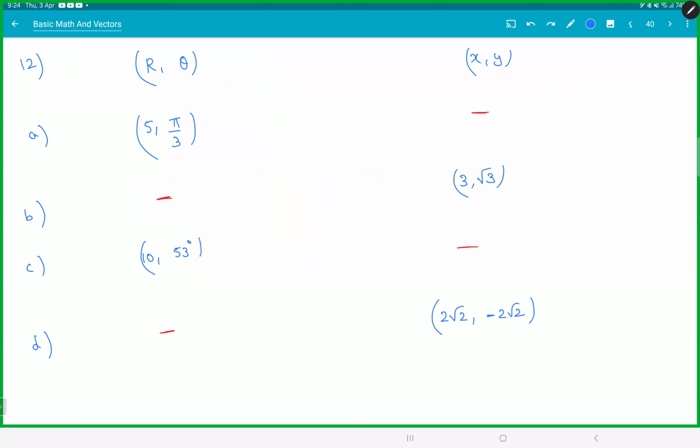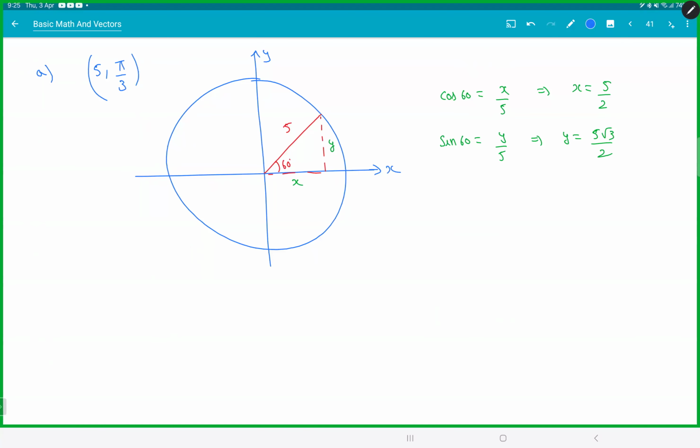Clear, everyone? What was the next one? 3 comma root 3. How to do this then? Now again, draw a circle. 3 comma root 3, I know it will be somewhere here.